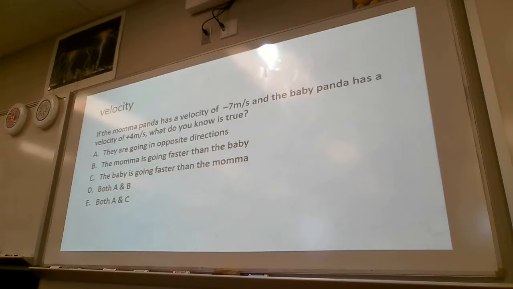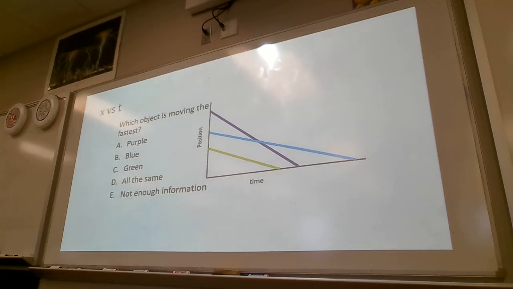Correct answer is dangerous dinosaurs. They're going in opposite directions. Mom is going faster. Correct answer is purple, A, has a steeper slope.